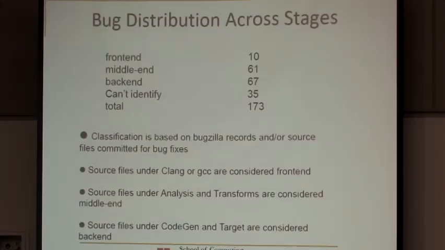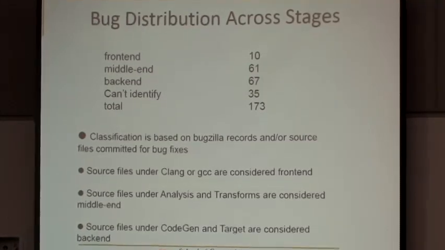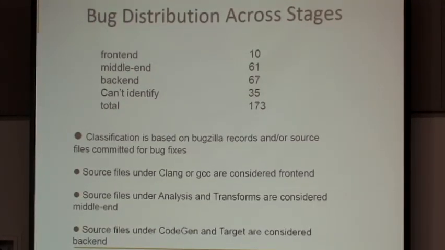Now let's take a look at where those bugs are distributed. We found there are 10 bugs in the front end. And when I talk about front end, we actually test 2 front ends, one is LLVM GCC, one is CLANG. We actually found more bugs in the LLVM GCC. There are 61 bugs in the middle end and 67 bugs in the back end. Again, because of the records in the database, we couldn't find the file responsible for the fix for 35 bugs, so we couldn't identify which stage they are in.